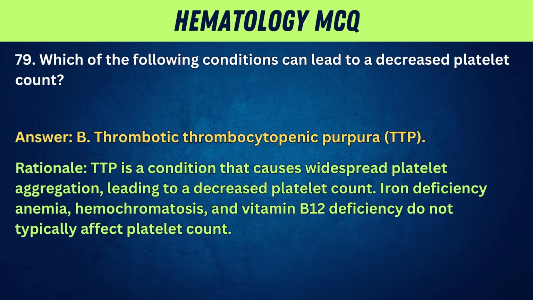Rationale: TTP is a condition that causes widespread platelet aggregation, leading to a decreased platelet count. Iron deficiency anemia, hemochromatosis, and vitamin B12 deficiency do not typically affect platelet count.